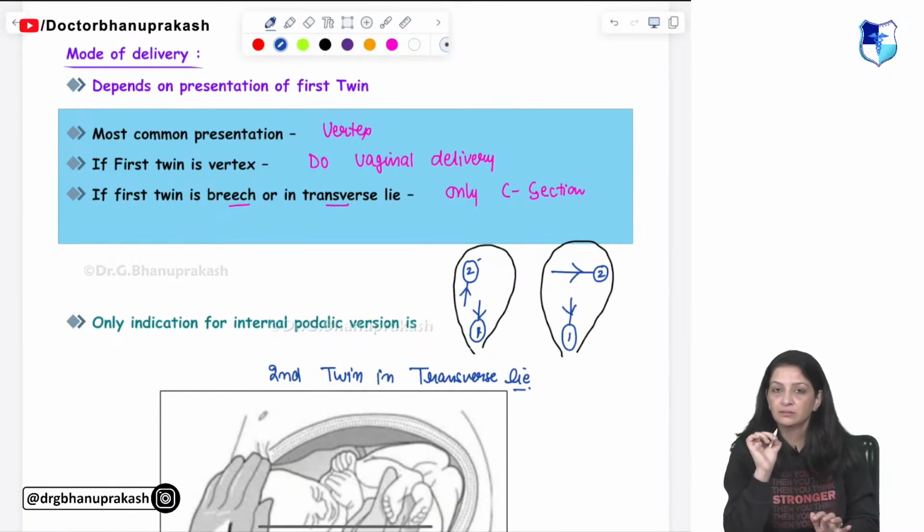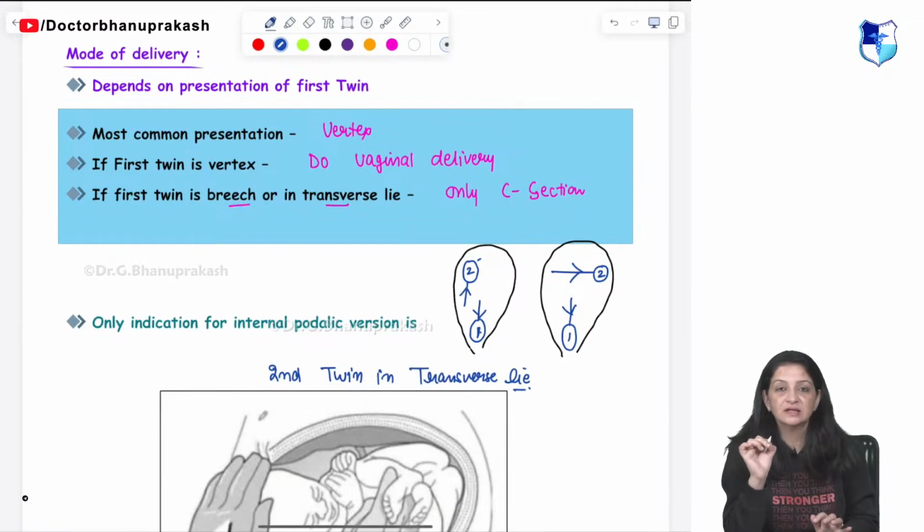अगर first twin breech है, transverse है, then always cesarean section.